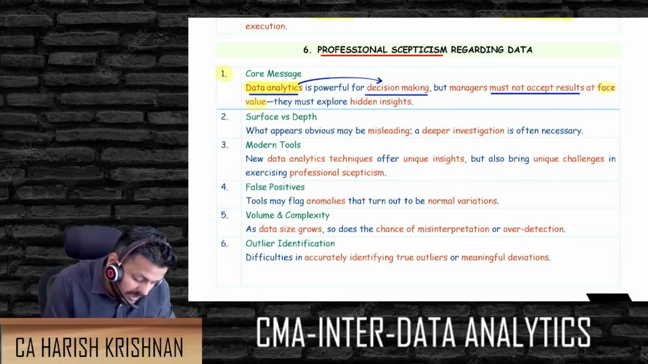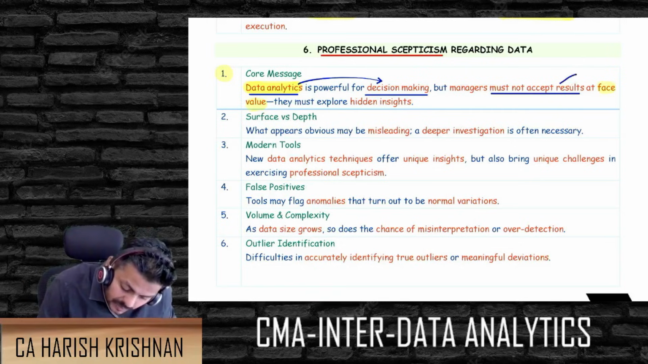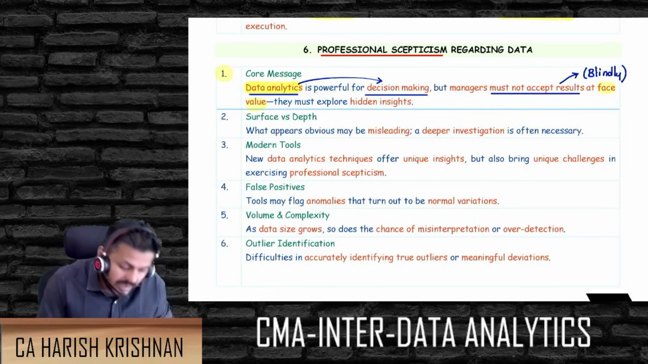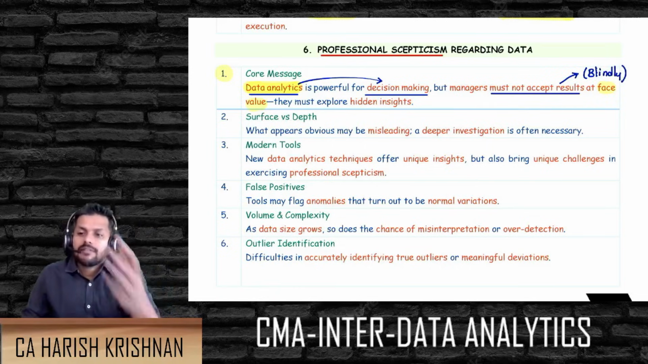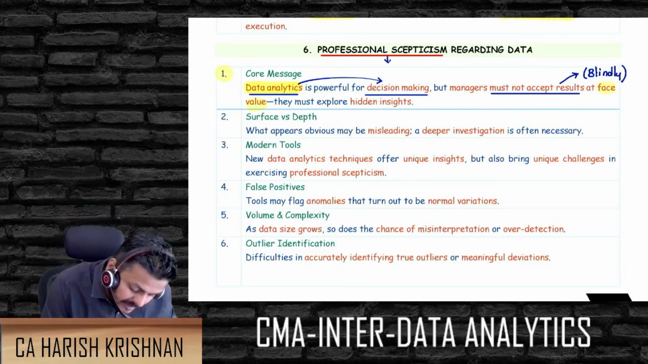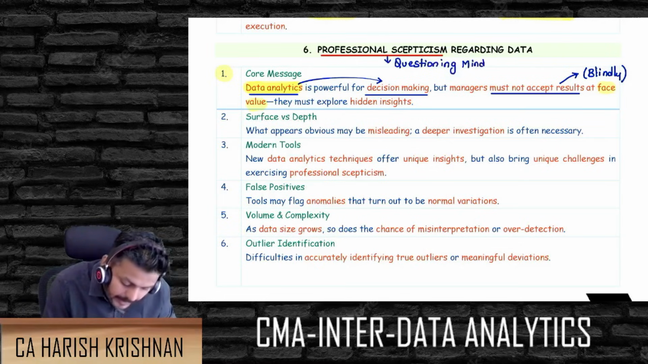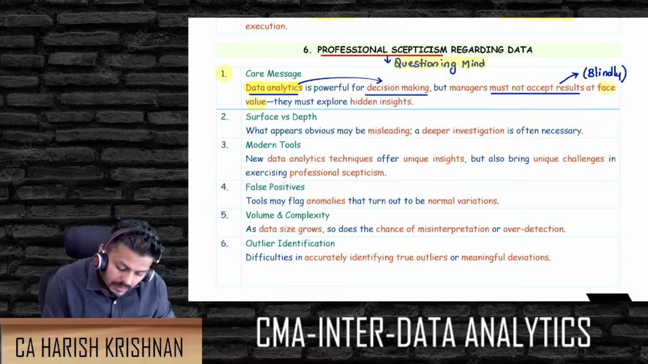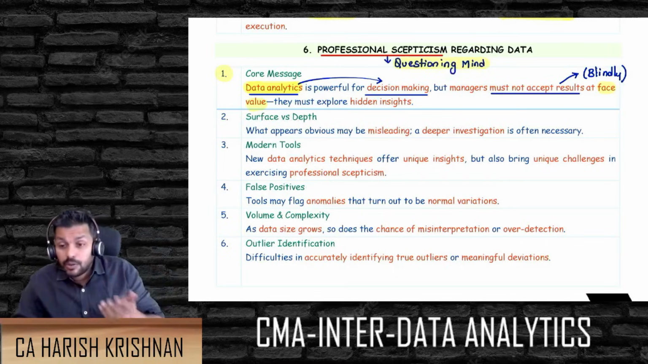Sir, what do you mean by face value? That is, managers must not accept the results blindly. Okay, at face value means whatever you see is true. You can't believe that, right? Professional skepticism is about having a questioning mind, not a doubtful mind or a conclusive mind. Okay, what mind do we need? A questioning mind. And a questioning mind always explores.